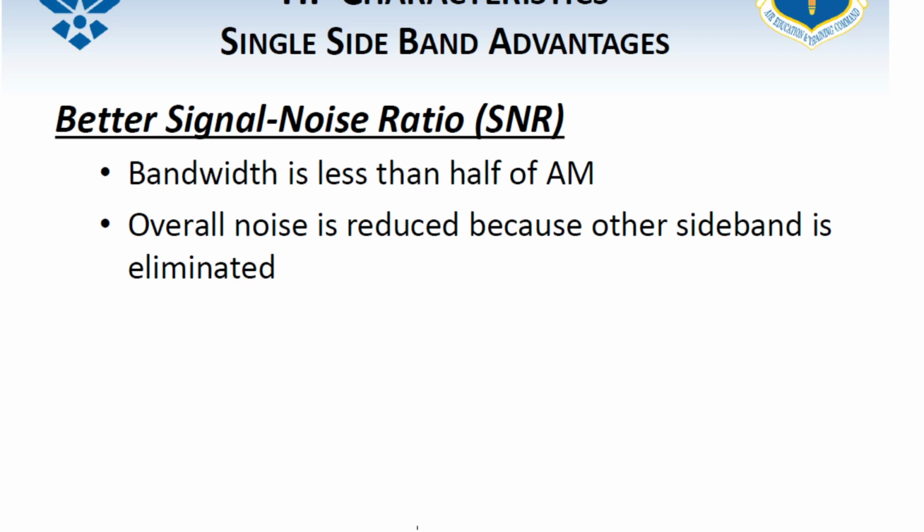Perfect. So another advantage is it has better signal to noise ratio. Bandwidth is less than half of AM, and the overall noise is reduced because the other sideband is eliminated. If you remember the photo of single sideband, you have a carrier being suppressed, one sideband completely eliminated, and one sideband remaining. Therefore, you're going to have less noise.